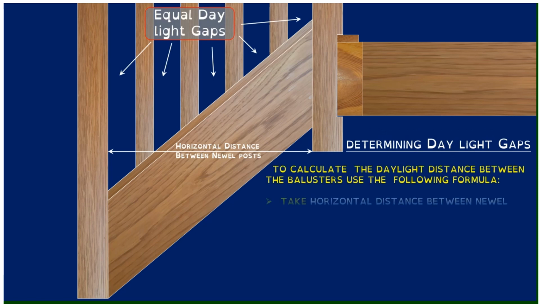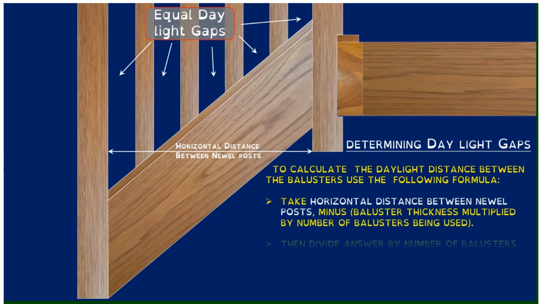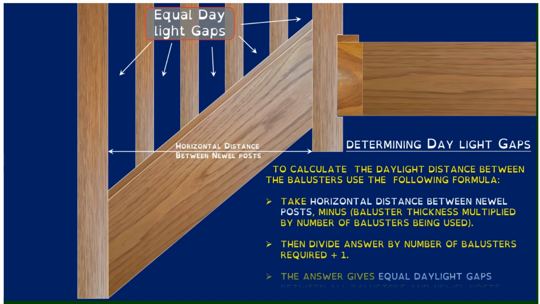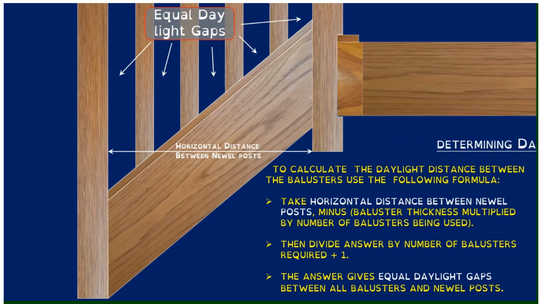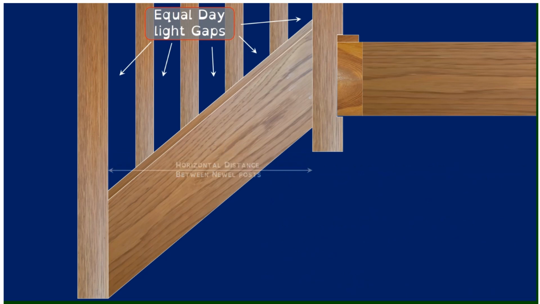So to calculate the daylight gaps, take the horizontal distance between the newel posts minus the baluster thickness multiplied by number of balusters being used. Then divide your answer by number of balusters required plus 1. The answer gives equal daylight gaps between all balusters and newel posts. So that's the way that formula will work for you there.